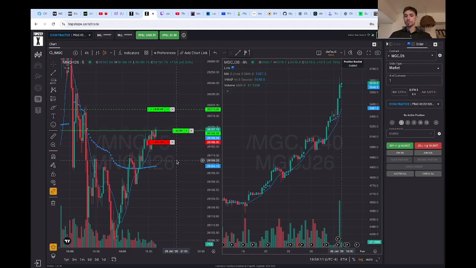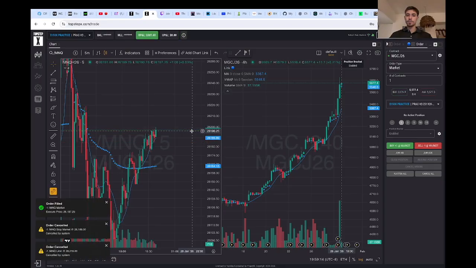If you want to just close your position too, you could click the little X right here and it'll take you out of your position. It'll show you how much you're up or down here.